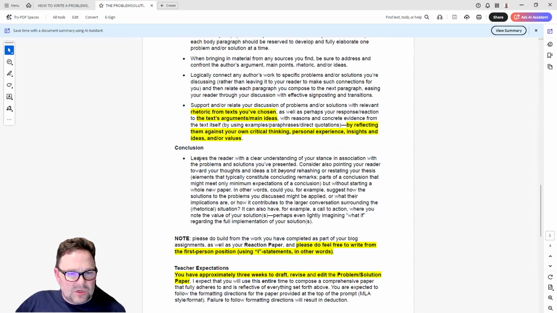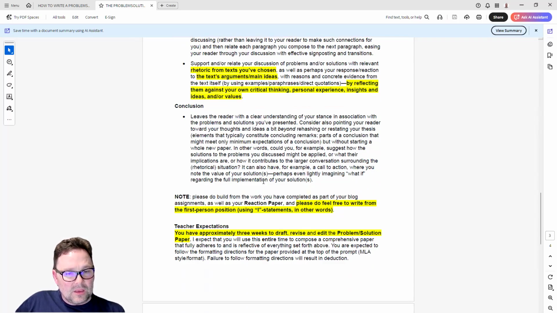And here we just talked about conclusions in the previous document, but it's the same thing here. Consider pointing your reader to thoughts and ideas a bit beyond the sort of standard rehashing or restating of your thesis. But again, you don't want to start a whole new paper here in the conclusion. Think about how the solutions to problems you discussed might be applied or what their implications are, how it contributes to a larger sort of conversation surrounding the situation, whether call to action or that what if scenario we talked about.